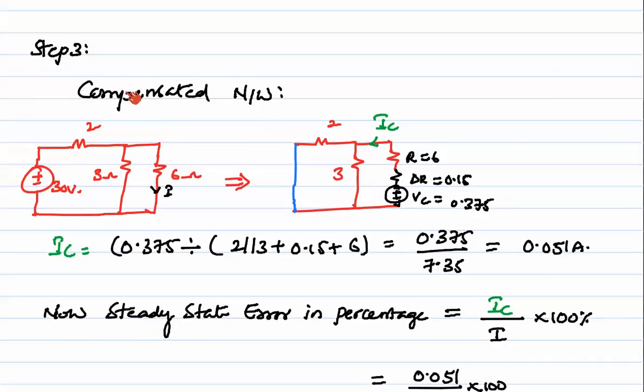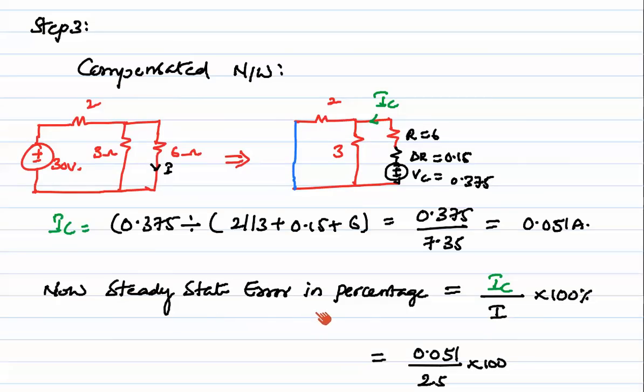Next, step 3, compensate the network. What we will do is remove all the sources. That means this source is short circuited here, and I will inject the VC voltage, delta R and R as we discussed in the theorem. So from this, IC is nothing but total voltage divided by total resistance. We will get 0.051 amps here.